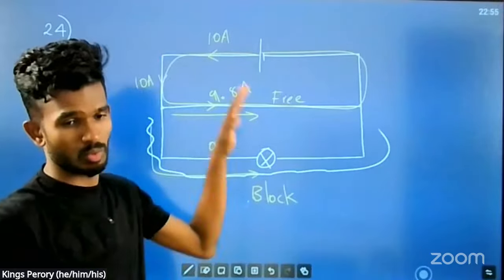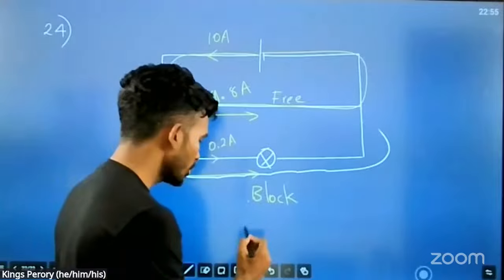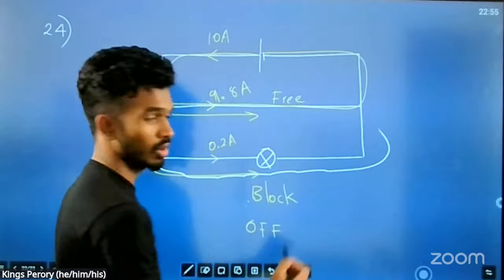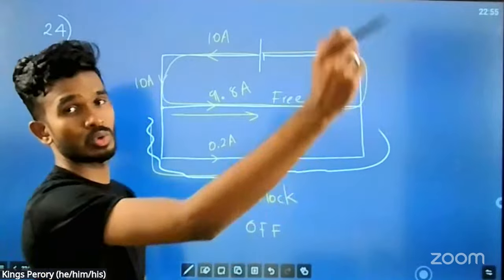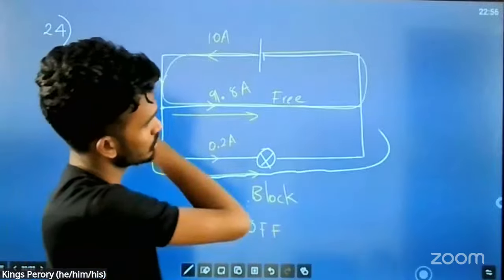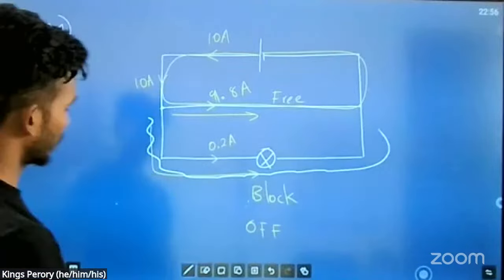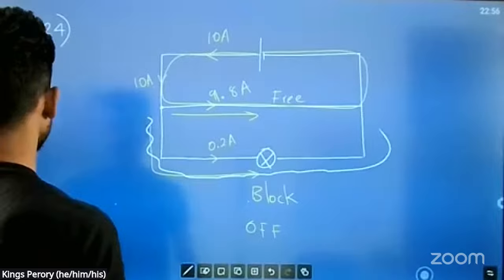Keep that in mind. What happens to the brightness of the bulb when you short circuit it? It decreases. Almost it gets off. Almost off. Why? Most of the current will go through the short circuited route. Now analyze that question.